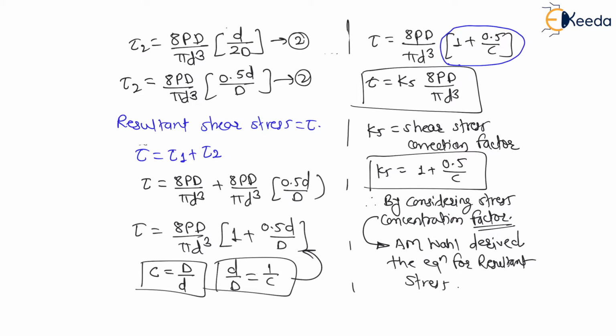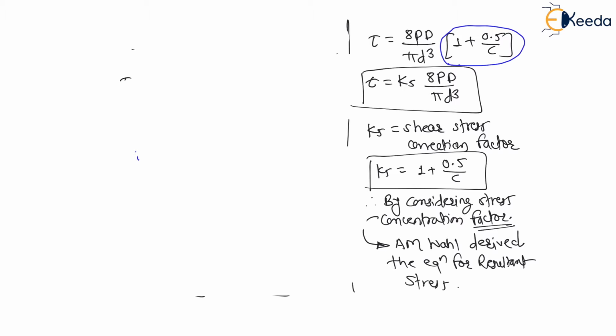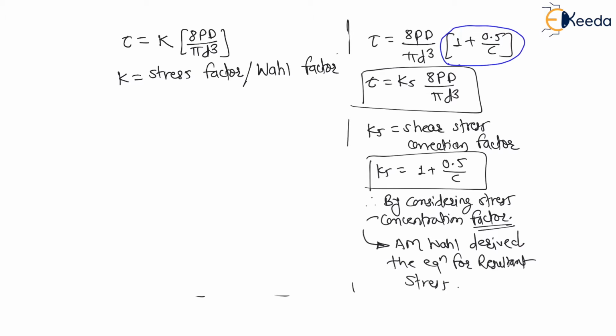And as per A.M. Wahl, there will be a Wahl correction factor, that is stress factor or Wahl factor. There will be a Wahl factor instead of the shear stress correction factor, and this Wahl factor is given by K. Right. Therefore, as per this formula, shear stress is equal to K into 8PD divided by pi d cube, where this K is called Wahl factor or stress factor. Very, very important. And generally the questions will be on this formula only.